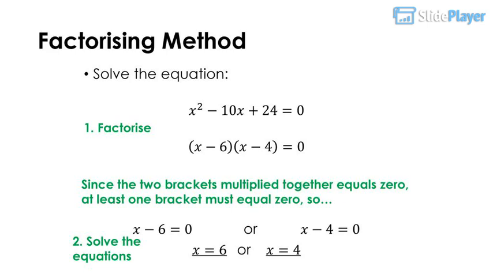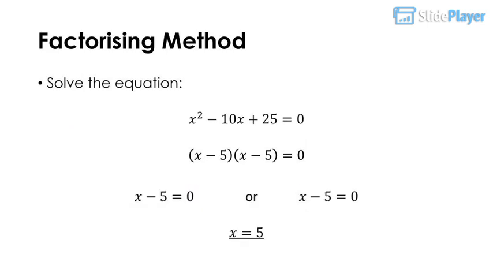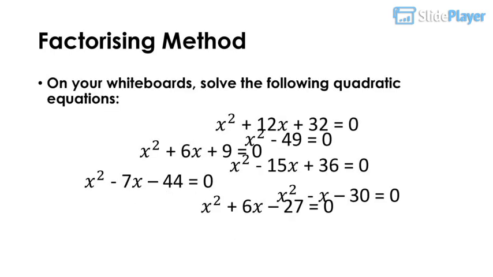Solve the equations. Factorizing method. Solve the equation x² − 10x + 25 = 0. (x − 5)(x − 5) = 0. x − 5 = 0 or x − 5 = 0. x = 5.